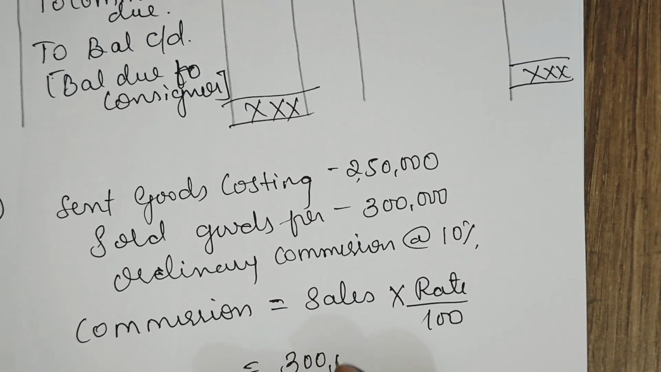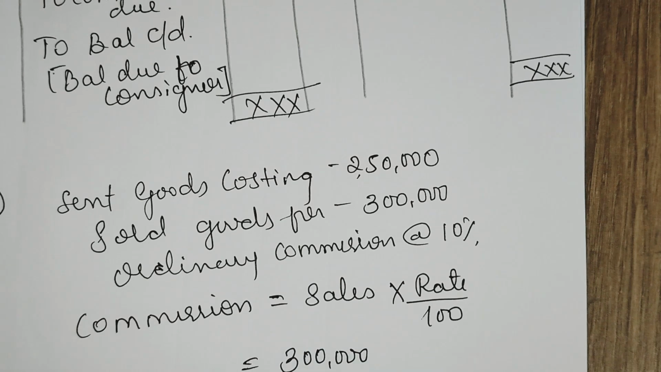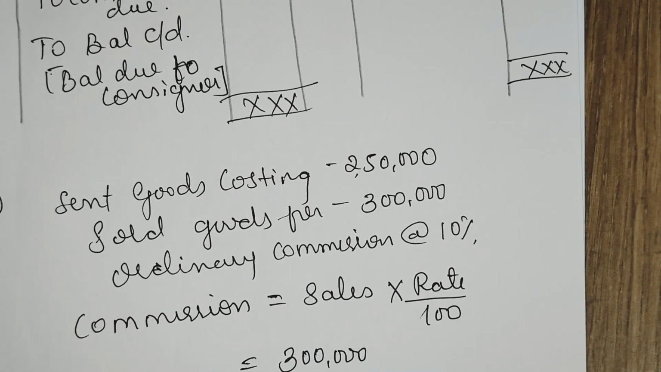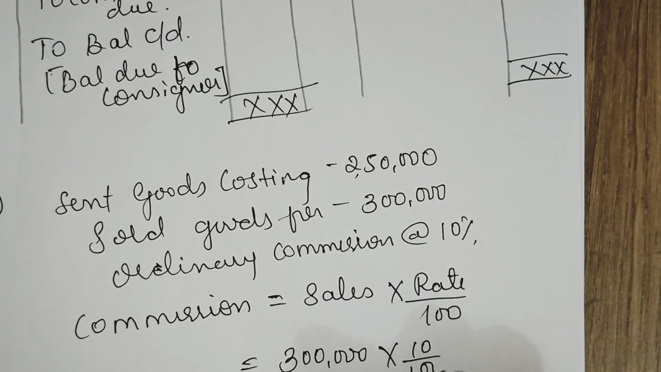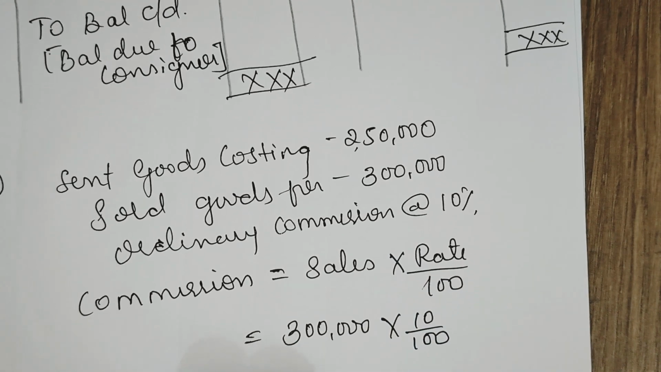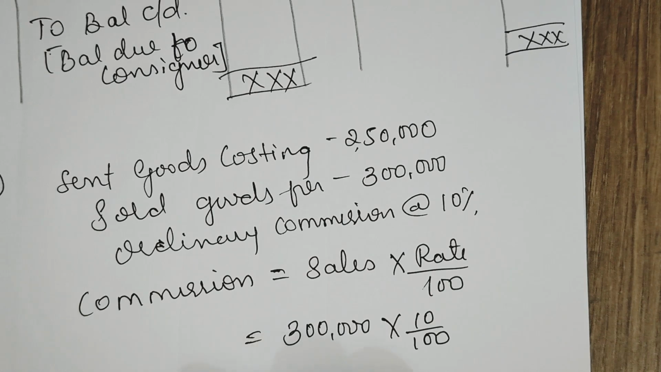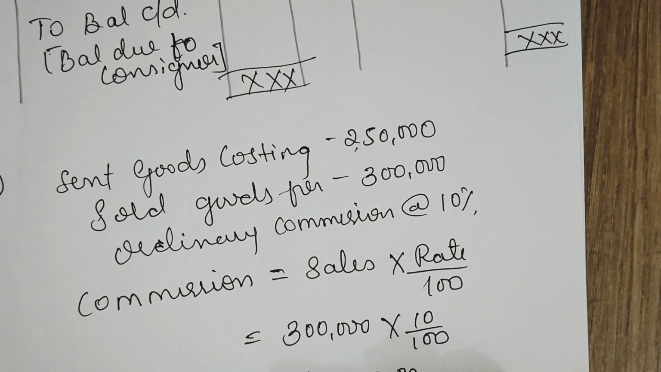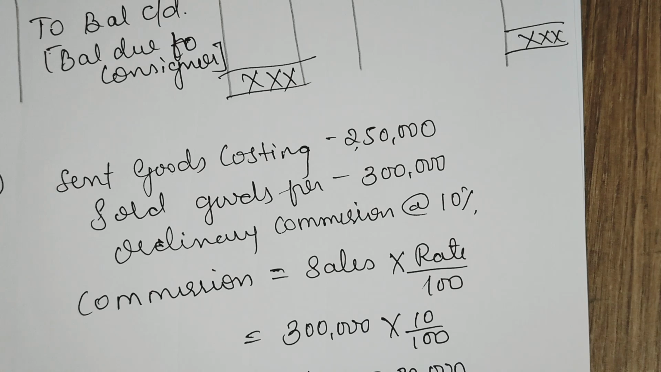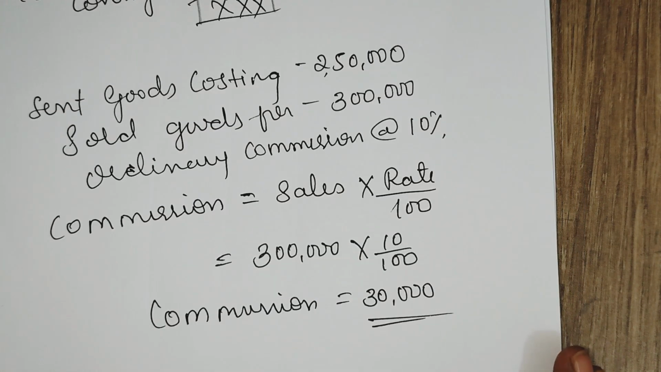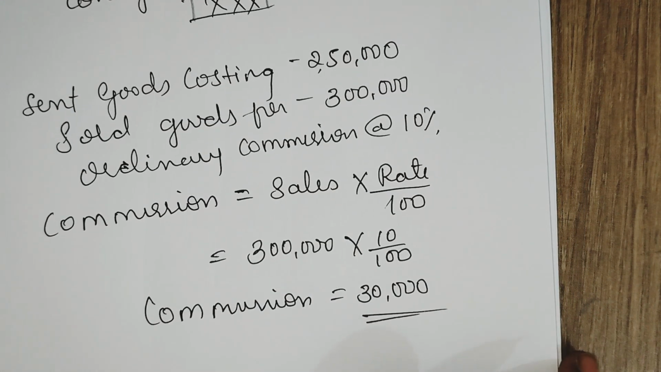What is our sales? The cost was 2 lakh 50 but sales was 3 lakh. On sales we are paying commission. So sales is 3 lakh into 10 by 100. The commission will be 30,000. Right? Commission is 30,000. Let us solve one more question. We'll solve simple questions first for your understanding, then we will go to the difficult, complex questions.